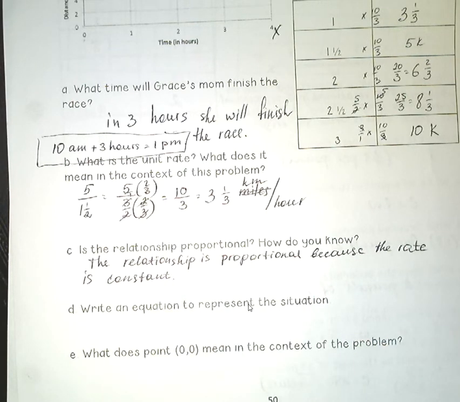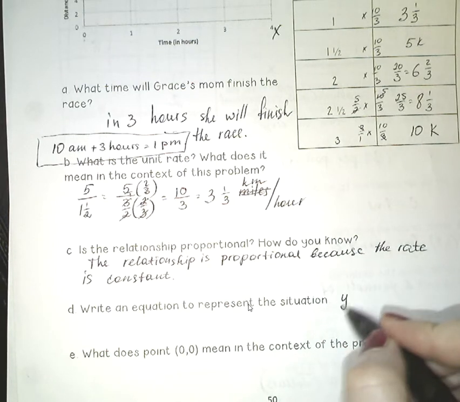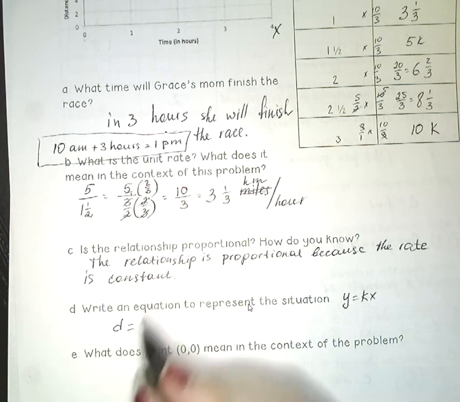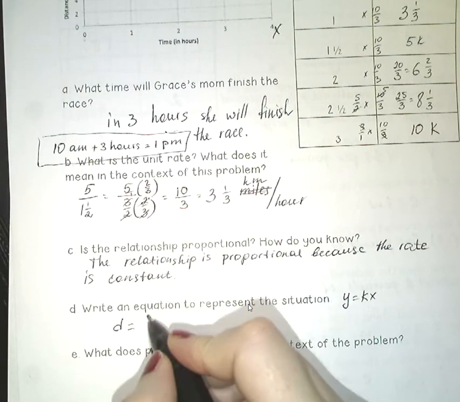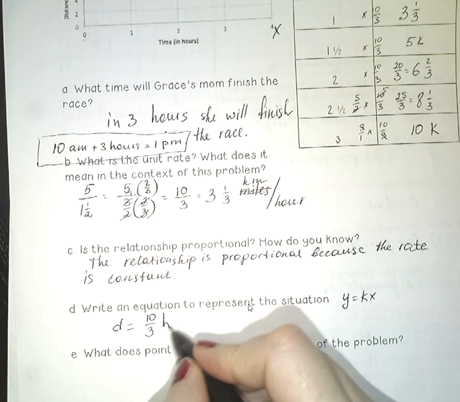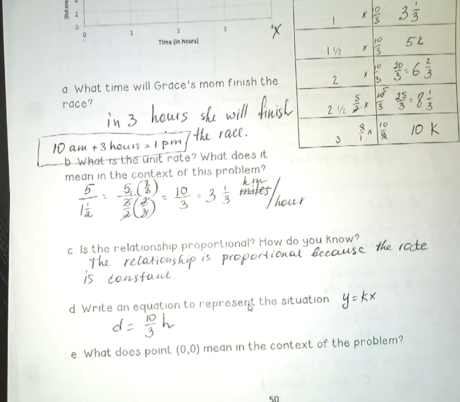Write an equation to represent the situation. Since we have y equals kx, our general equation, and y is the distance in d, that will equal our k is 10/3. We'll just write 10/3. And our x is time in hours, and that's h. Our formula looks like d equals 10/3 h.